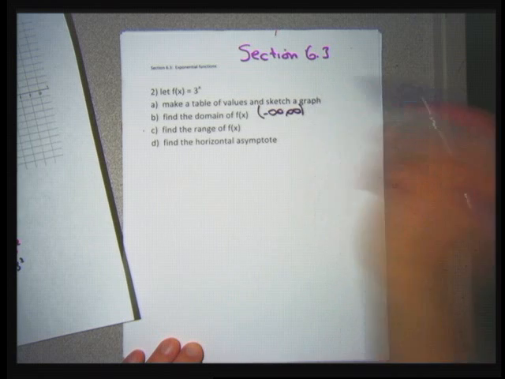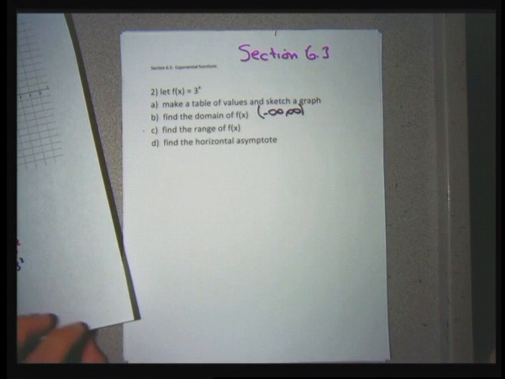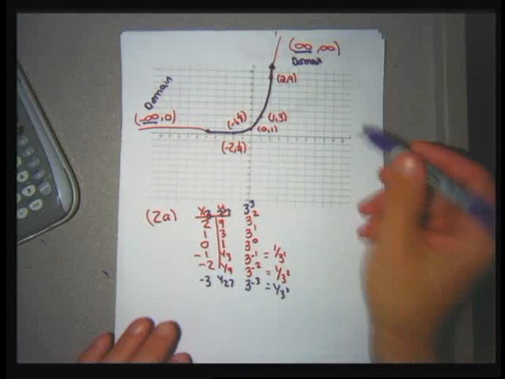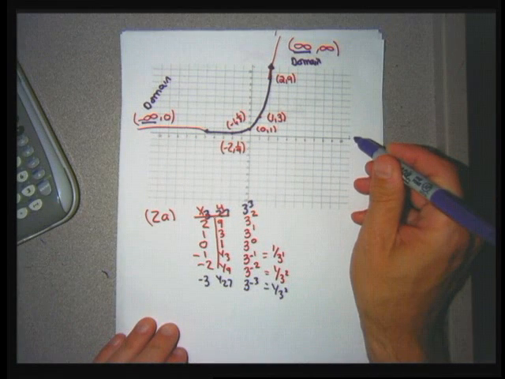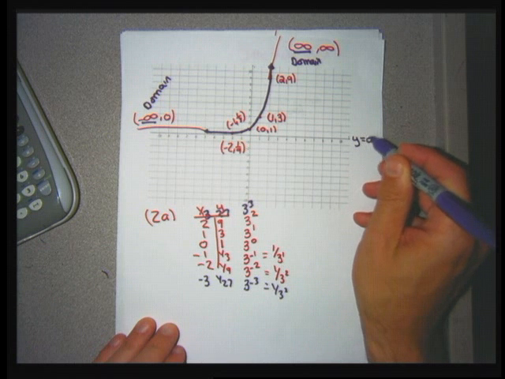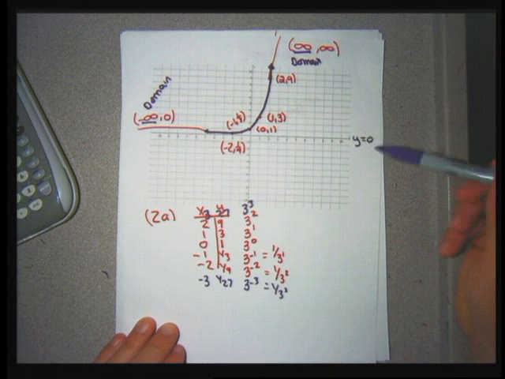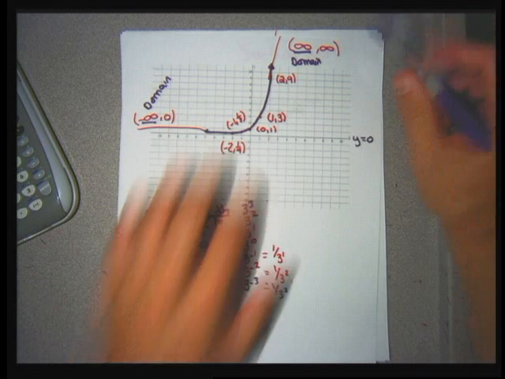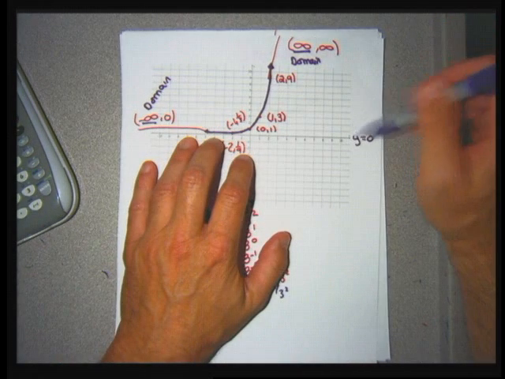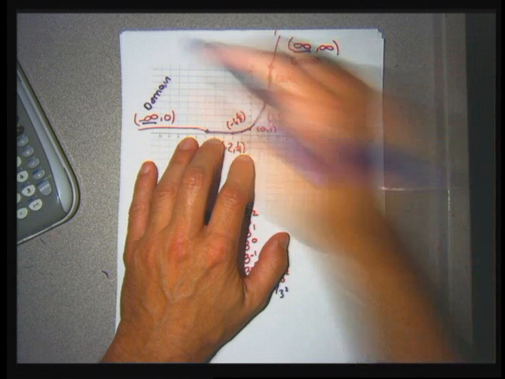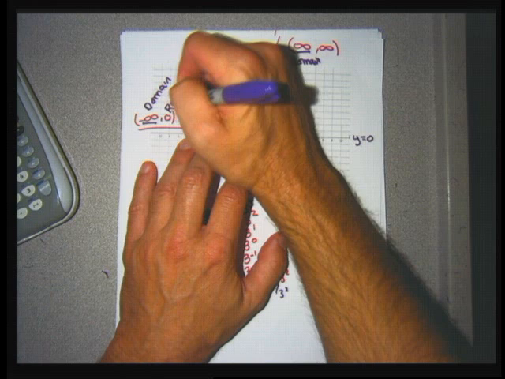Or all real numbers would be another way to say that. For the range, the graph is always above the x-axis. The x-axis has the equation y equal to 0. I'll say the range is from y equal to 0 up to y equal infinity, because the bottom of the graph is always above y equals 0. I'm going to have a 0 as the first number in my range.